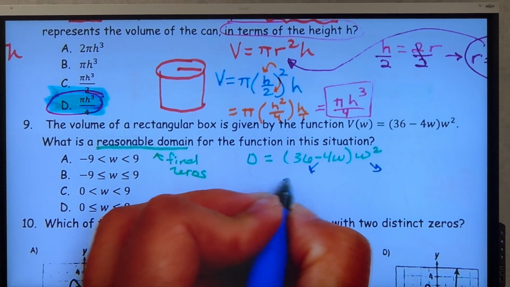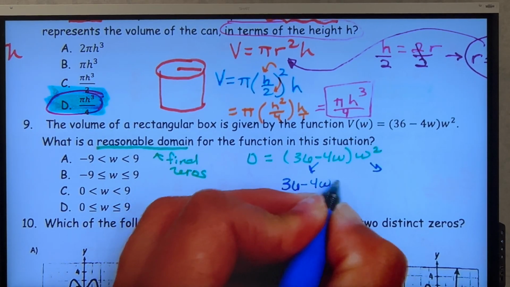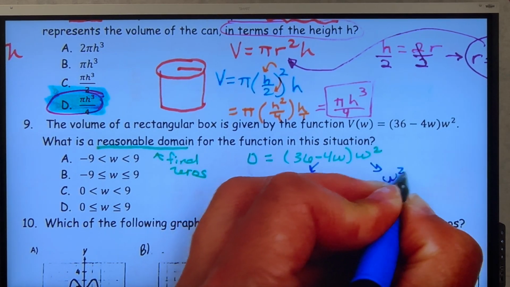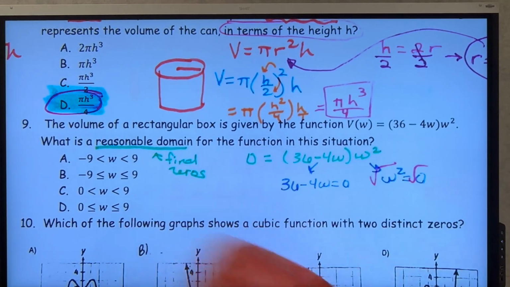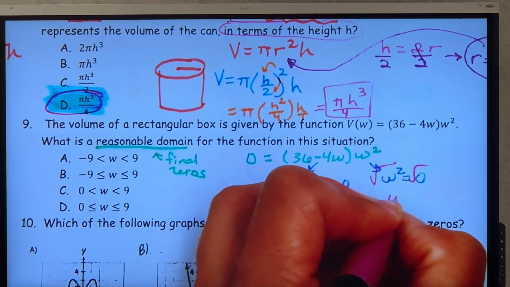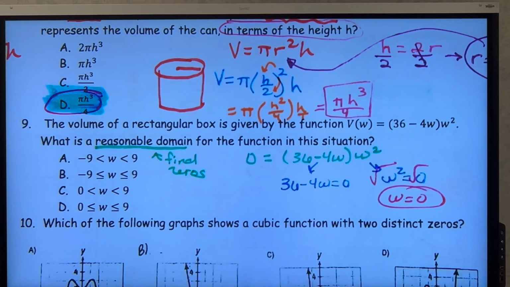So 36 minus 4w equals 0, and w squared equals 0. Let's start with the w squared. We know that when we undo something that is squared, we have to square root it. But the square root of 0 is 0. So there's my first n number, so 0. So we know that the lowest we're going to go is a 0, plus, guys, w stands for width.